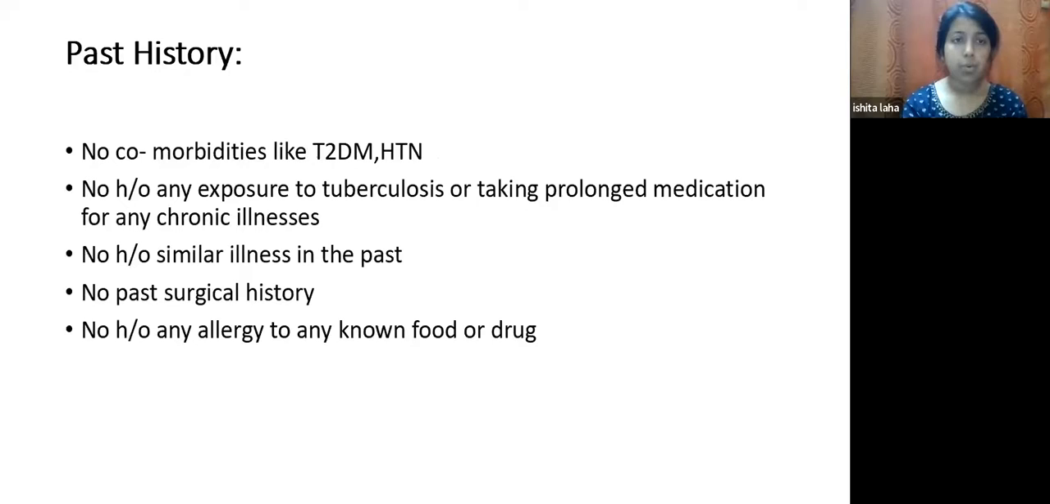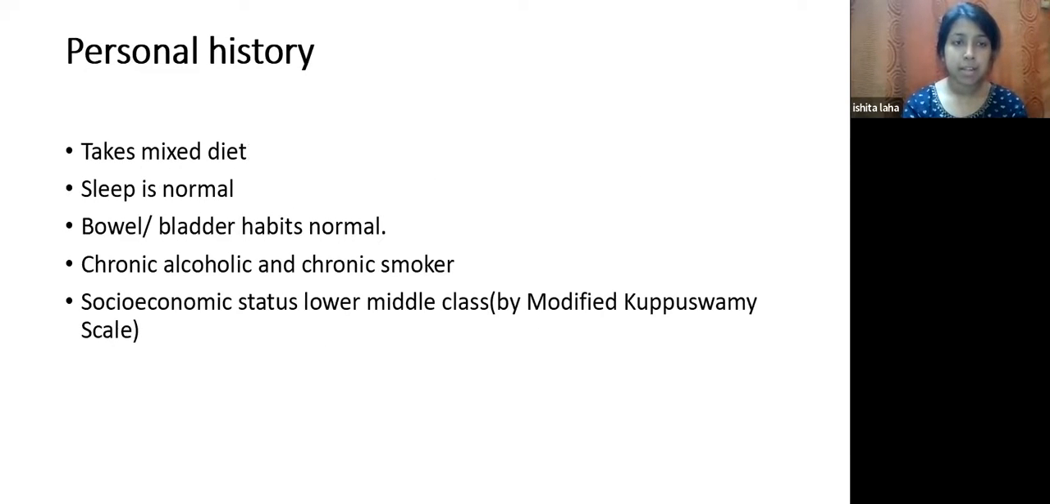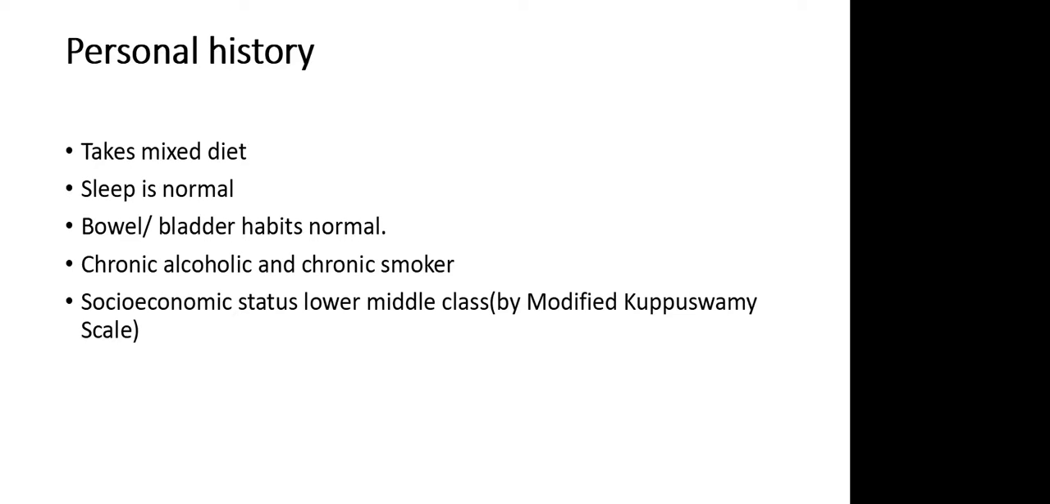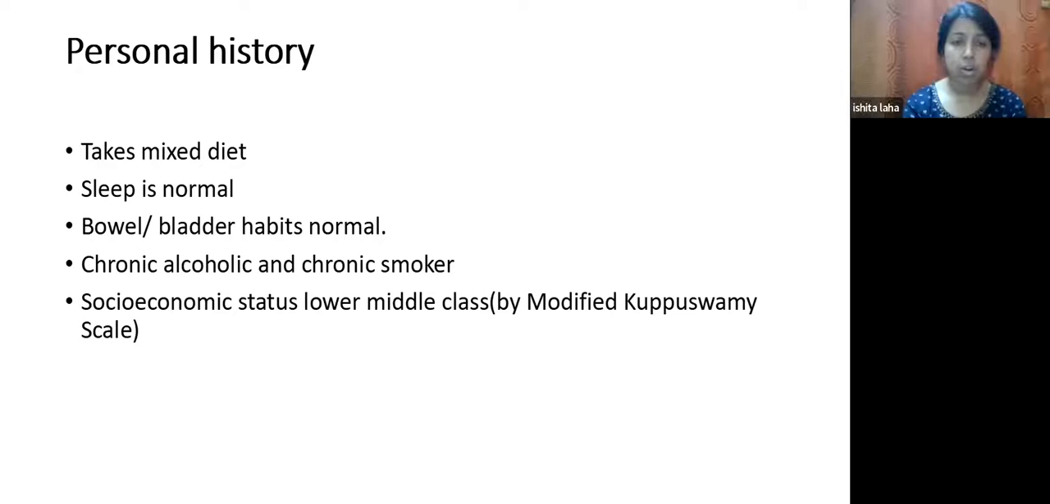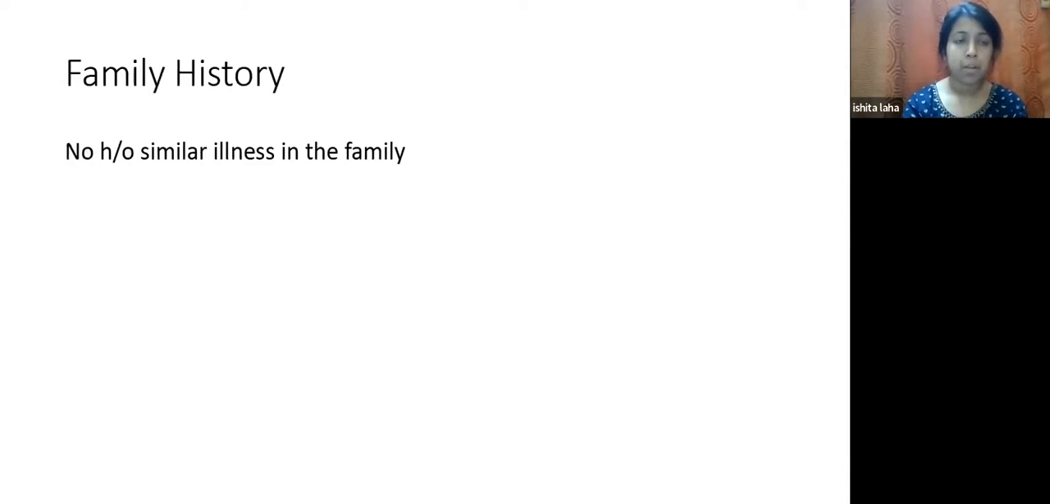In past history, no comorbidities like diabetes mellitus or hypertension, no history of any exposure to tuberculosis or taking any prolonged medication for any chronic illnesses, no history of similar illness in the past, no past surgical history, and no history of any allergy to any known food or drug. He takes a mixed Indian diet. Sleep is normal. Bowel and bladder habits are normal. He's a chronic alcoholic and a chronic smoker. Socioeconomic status is lower middle class by modified Kuppuswamy scale. No history of similar illness in the family.